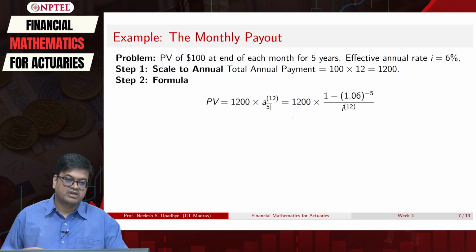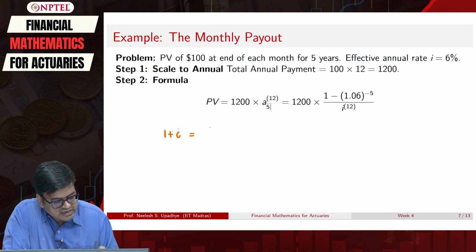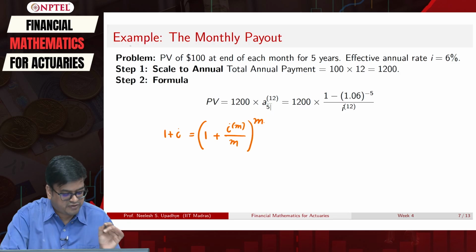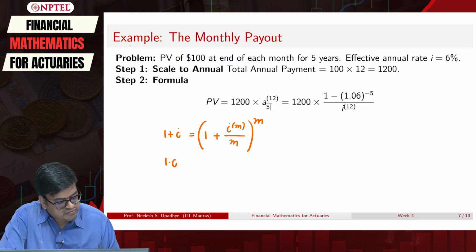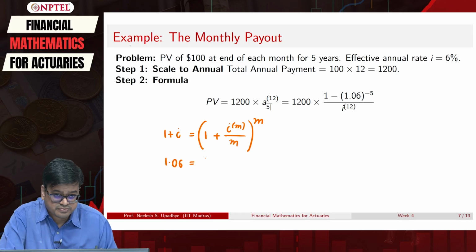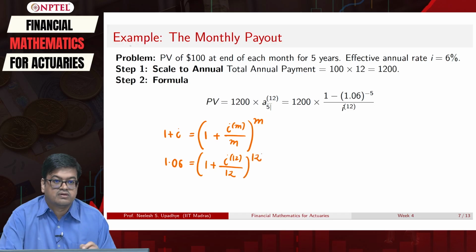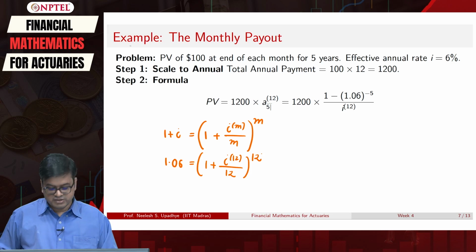So again, recollect what we have done. What I need is just 1 plus I, right? And how will I connect it with 12 payments? 1 plus I_m by m raised to m. Right? So this is the basic key finding that we have. This we called a bridge equation, right? So essentially what I am saying, 1.06 is equal to 1 plus I12 by 12 raised to 12, correct. So if I can solve this, I will be able to get it. So let us solve this. That is our step 3.